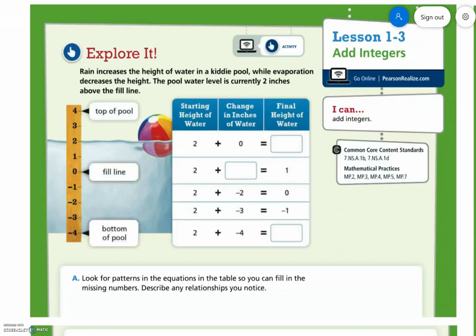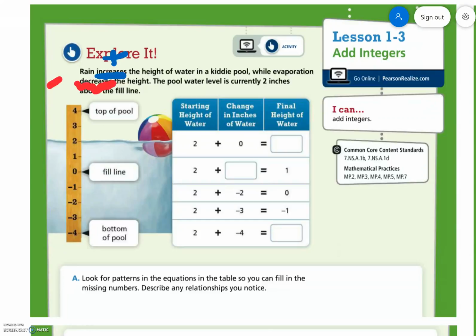The objective of this lesson is to be able to add integers. So let's explore it. Rain increases the height of water in a kiddie pool, while evaporation decreases the height. Increases means the height goes up, and decreases means the height goes down. So I'm going to underline increases and put myself a positive, and underline decreases and put myself a negative.